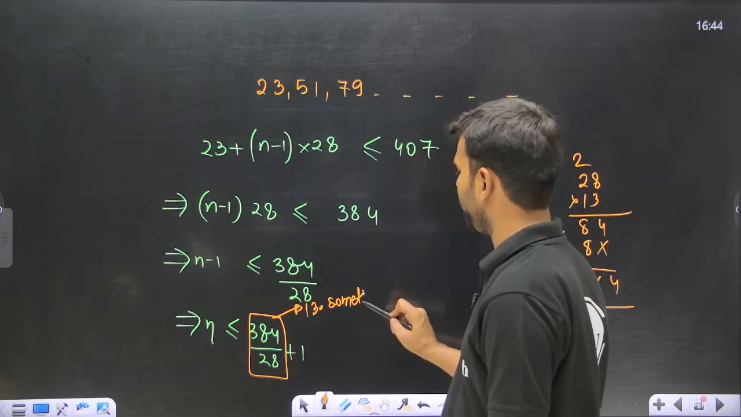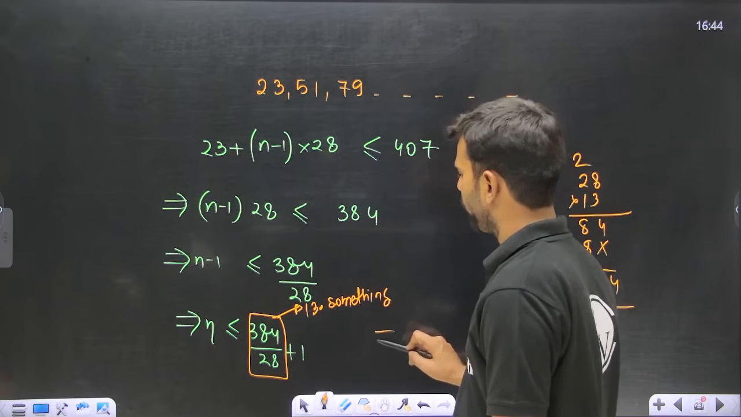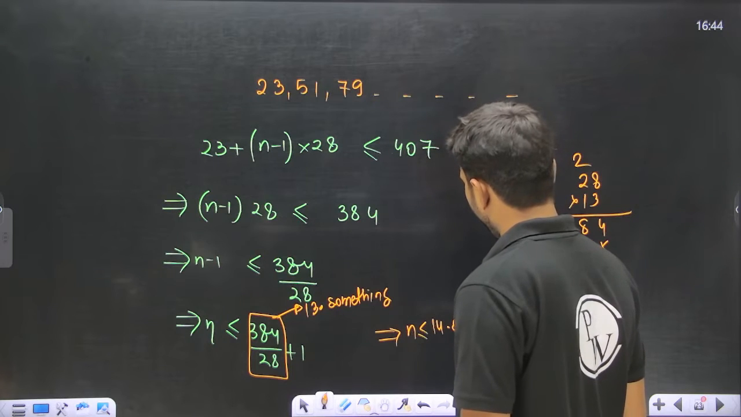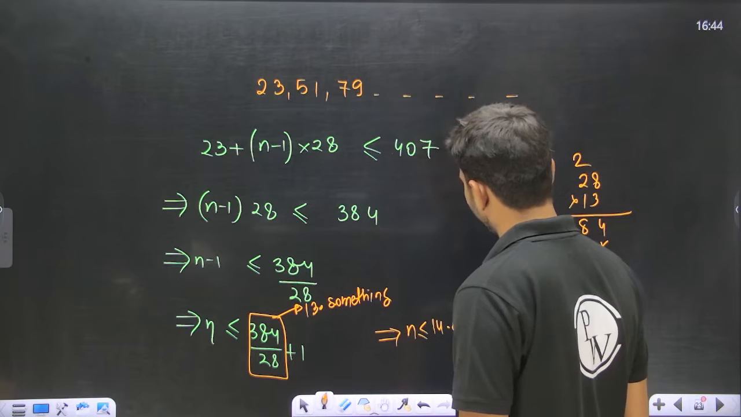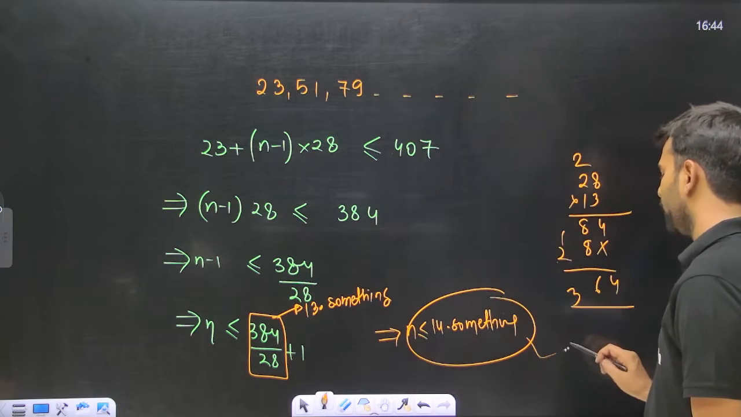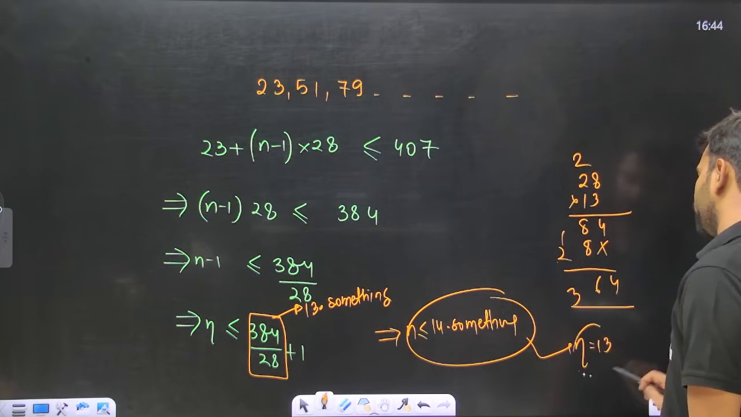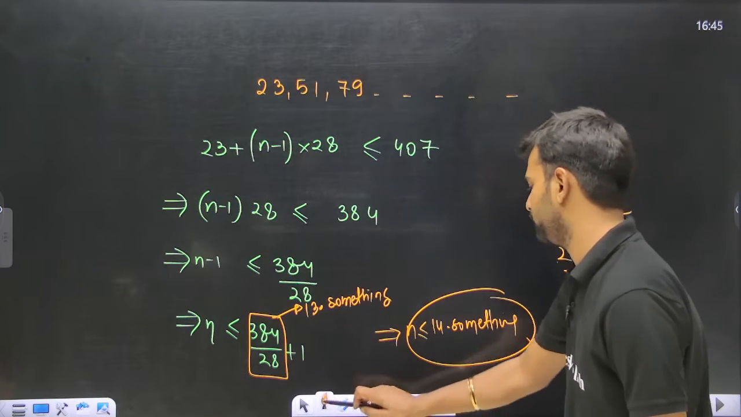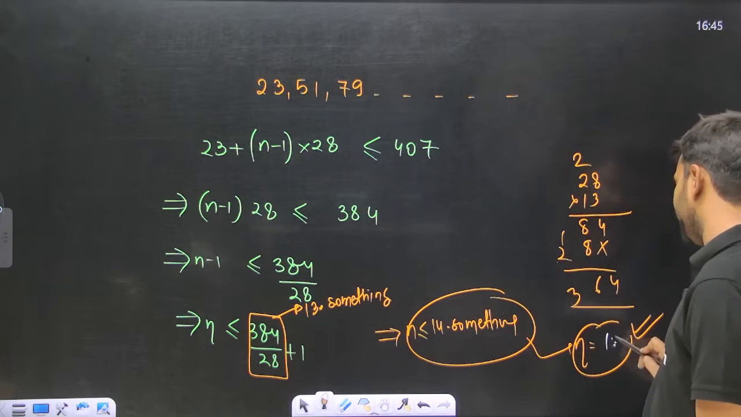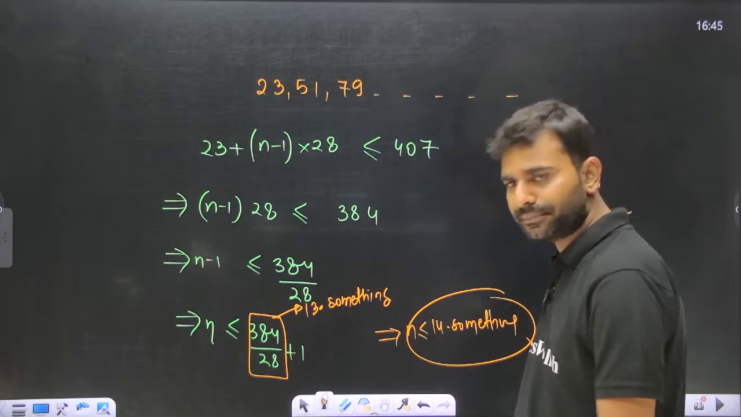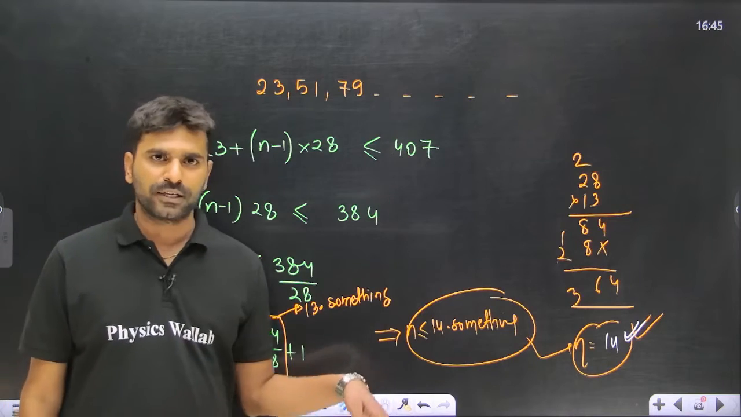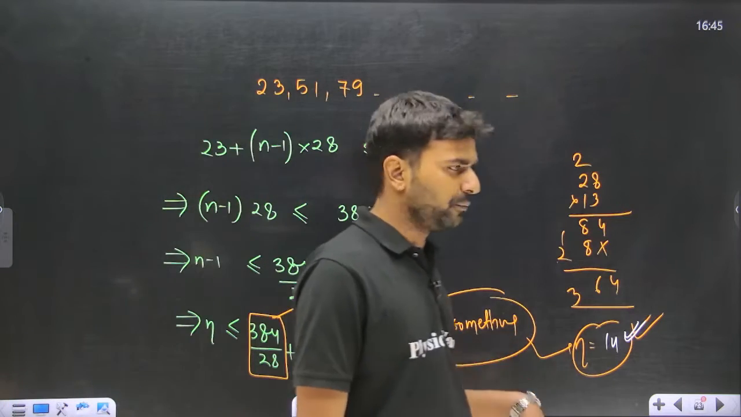Okay, so n has to be less than or equal to 14 point something. That means n is a natural number only. N can never be a fraction or decimal. So n equal to 14 terms are there which are common, right? Because 407 is not a common term, that's why it is coming as 14 point something.